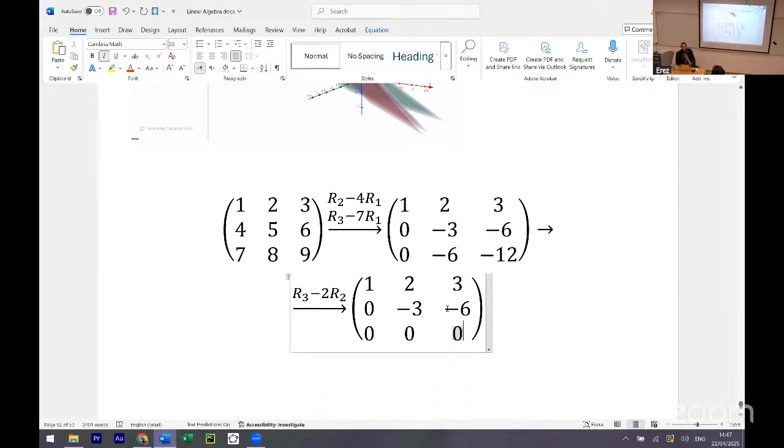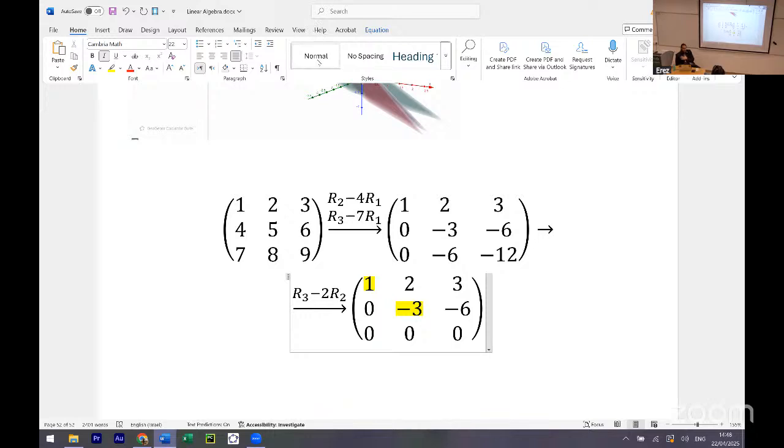So, is this row echelon form? The answer is yes. Why? The zero row is on the bottom. The pivots are 1 and minus 3. And each pivot is to the right of the ones above it. So this is an echelon form. Is it a reduced echelon form? No. So what good is it?